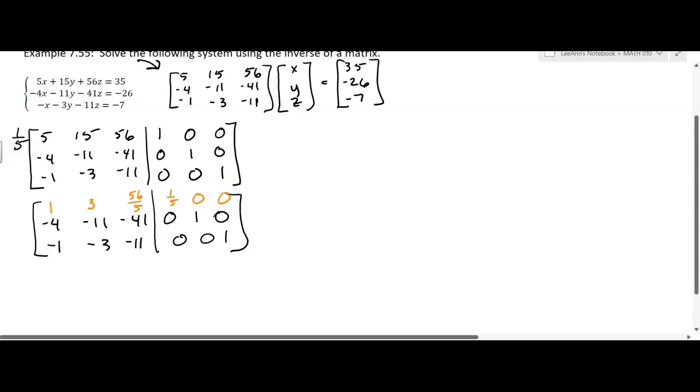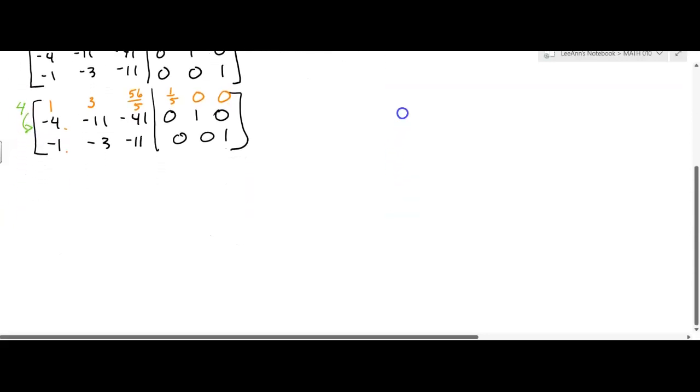Now my goal is to get zeros in the first column, so under the 1. Like right here and right there, I want to get zeros. So I'm going to do them one at a time. I'm going to multiply the top row by 4 and add it to the bottom row. Now in previous videos, I went ahead and wrote that out to the side for you. But here I'm going to try to do it a little quicker. We'll see if we like this.